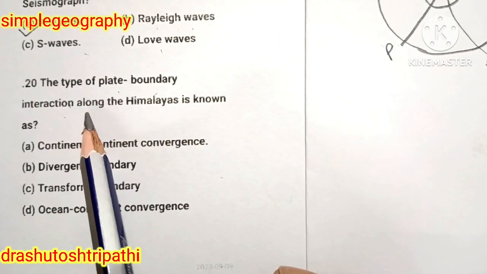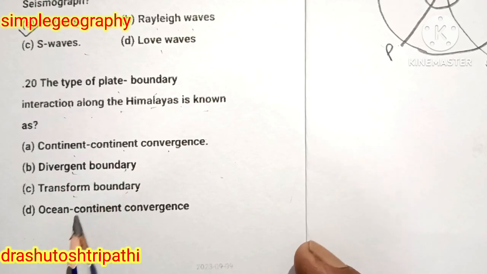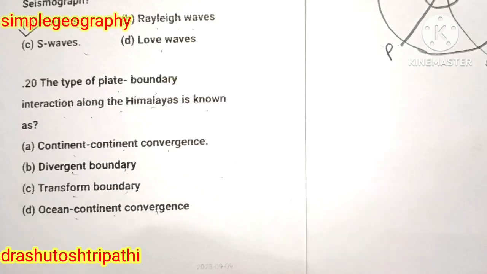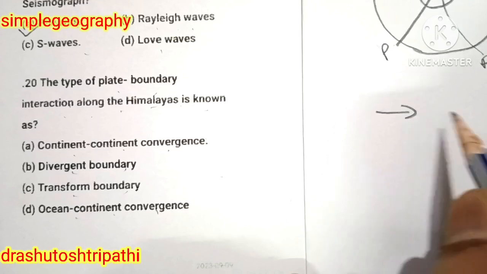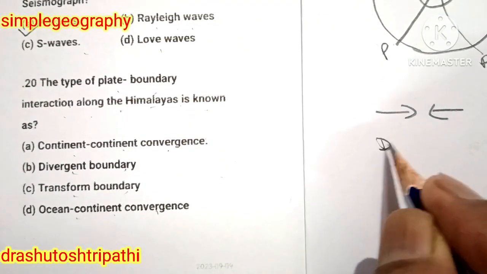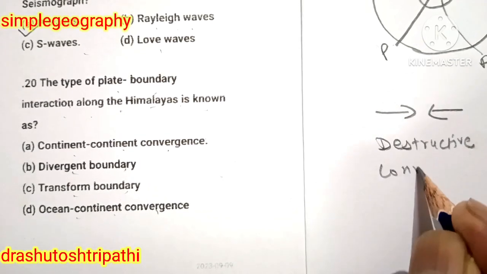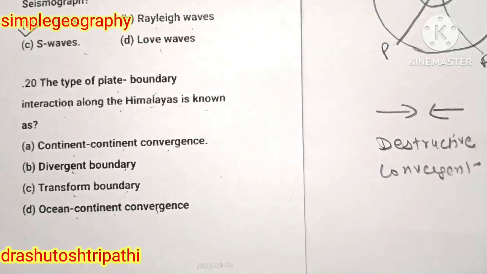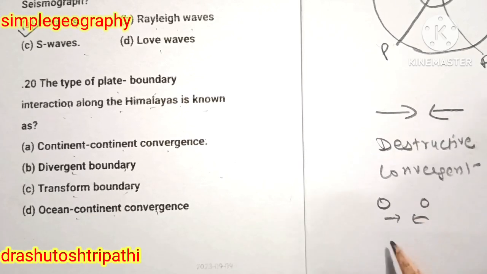The type of plate boundary interaction along the Himalaya is known as: continent-continent convergence, divergent boundary, transform, or ocean-continent convergence. See, there are 3 types of plate boundaries: divergent, convergent, and transform. When two plates collide with each other, that is known as destructive or convergent. It is of 3 types: one, ocean to ocean; second, ocean to continent; and third, continent to continent.